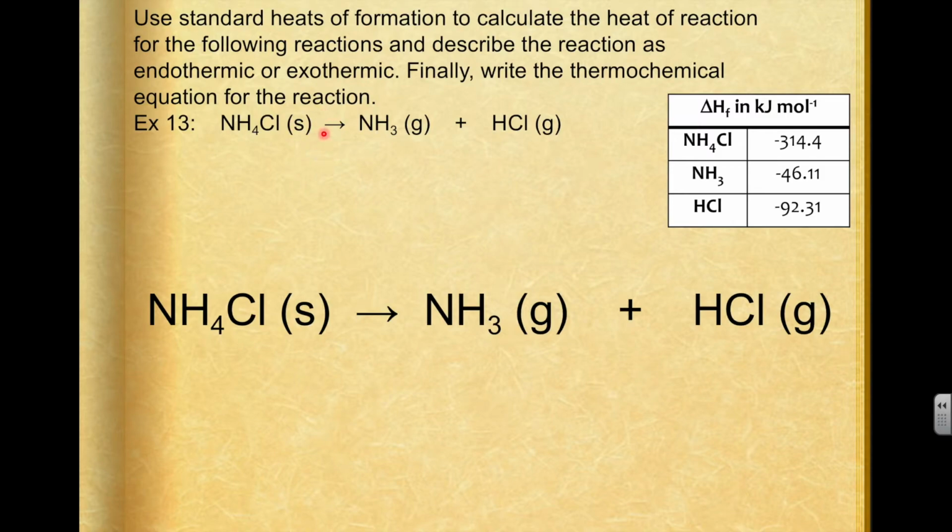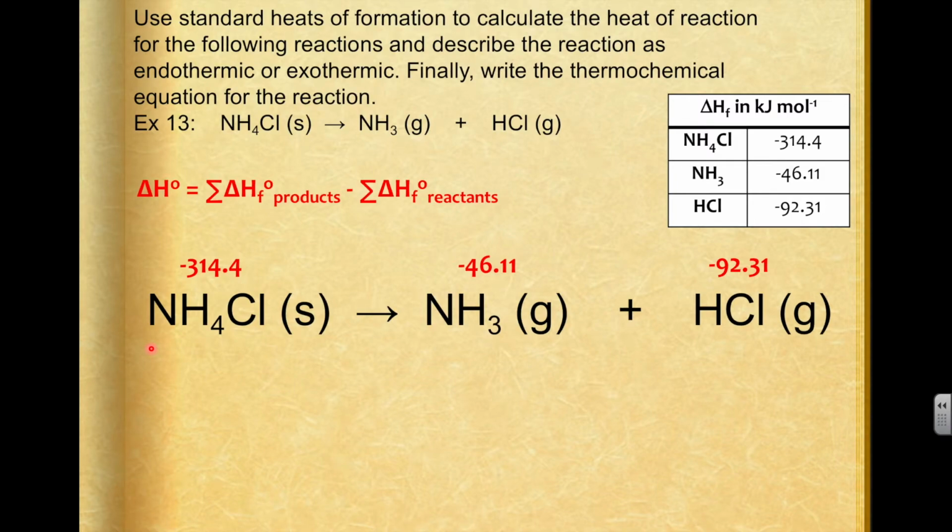All you have to do is take the balanced chemical equation. Lucky us, it was already balanced. That's why we're doing this example first. Then we're given the delta H_f for each one. The delta H_f for ammonium chloride is negative 314.4, the one for ammonia is negative 46.11, and HCl is negative 92.31. Now we have to remember that we're going to sum up the products, and subtract the sum of the reactants.